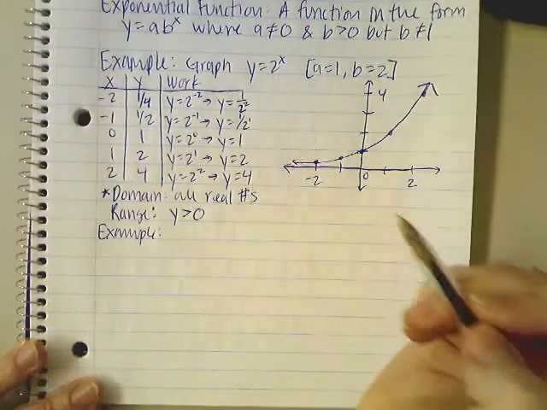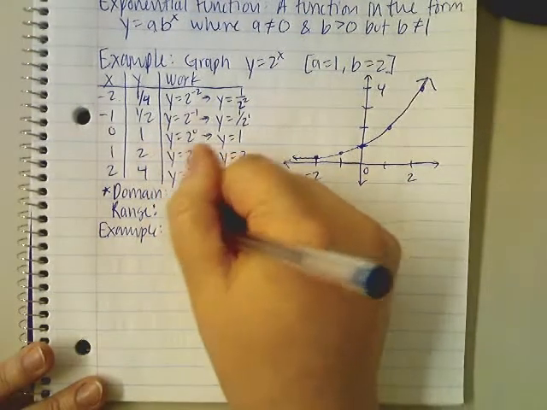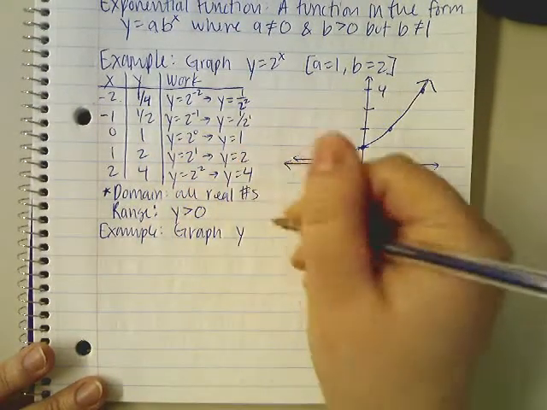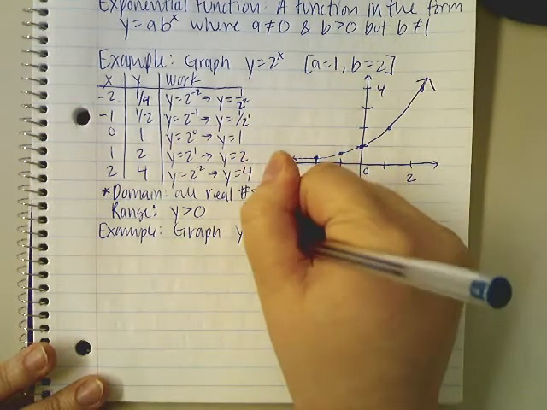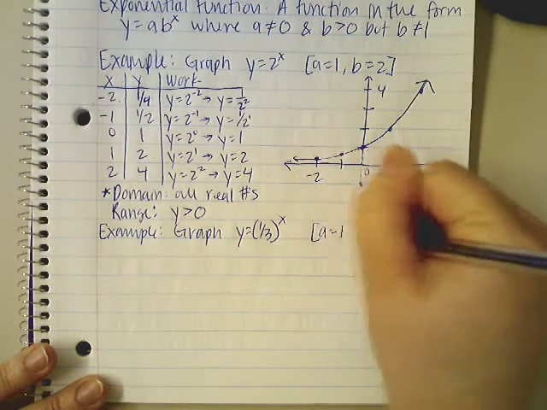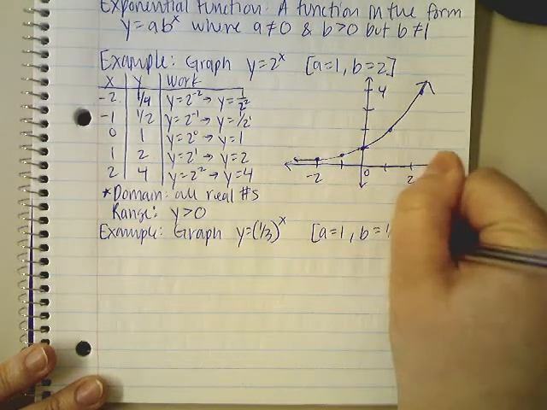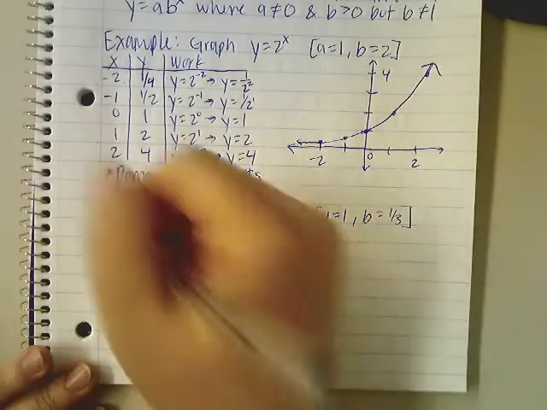All right, I'm going to do another quick example of this for a slightly different function. So here we had a b value that was greater than 1, but now I want to try graphing one where our b value is less than 1. So y equals 1/3 to the x. Here again, a is equal to 1, but this time b is equal to 1/3, just if we're connecting it back to that equation. So again, we're going to make a table.